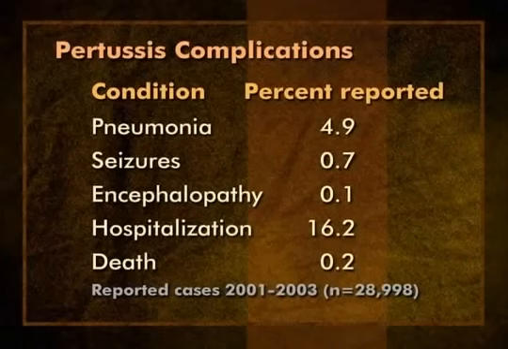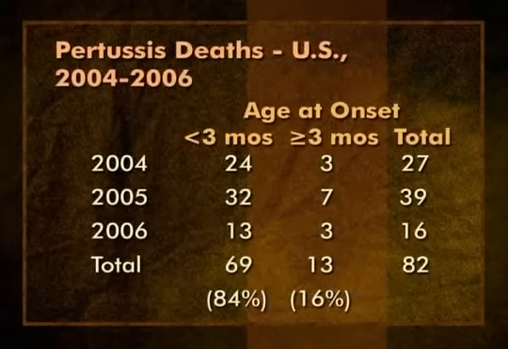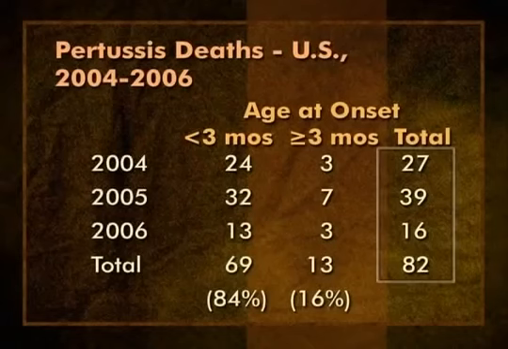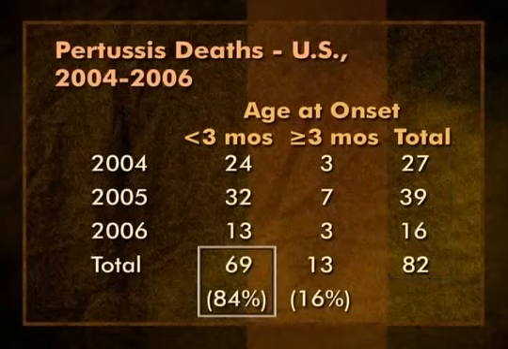The frequency of complications of pertussis varies inversely with age. The most severe disease and complications are reported among infants and young children. From 2004 through 2006, 82 pertussis-related deaths were reported to CDC, 27 in 2004, 39 in 2005, and 16 in 2006. Of these 82 pertussis-related deaths, 69 or 84% were infants younger than 3 months of age. In contrast, this age group accounts for less than 10% of reported cases.